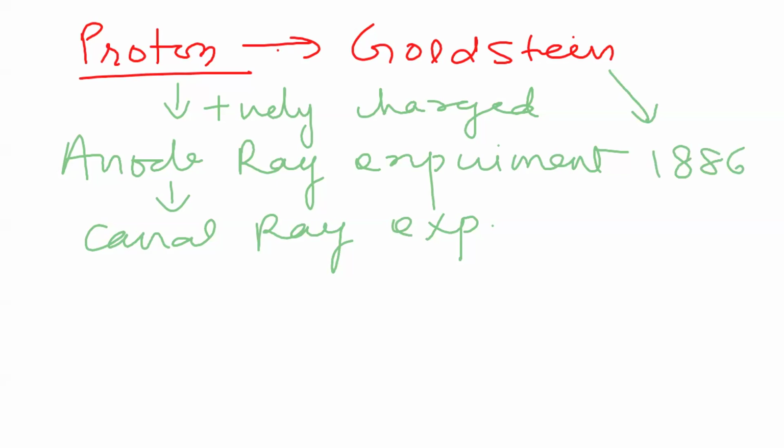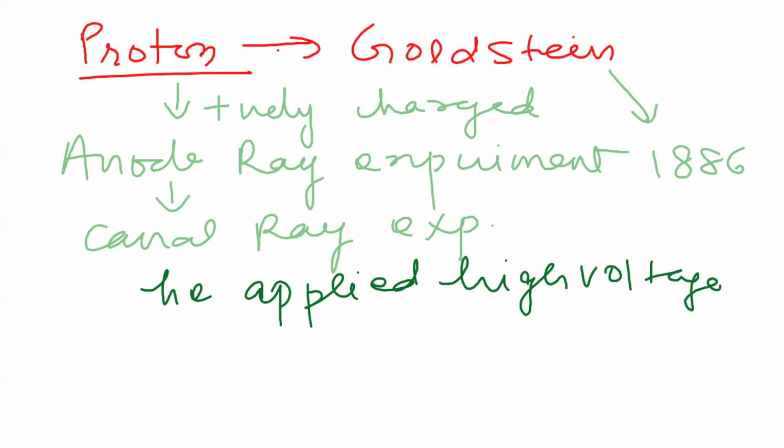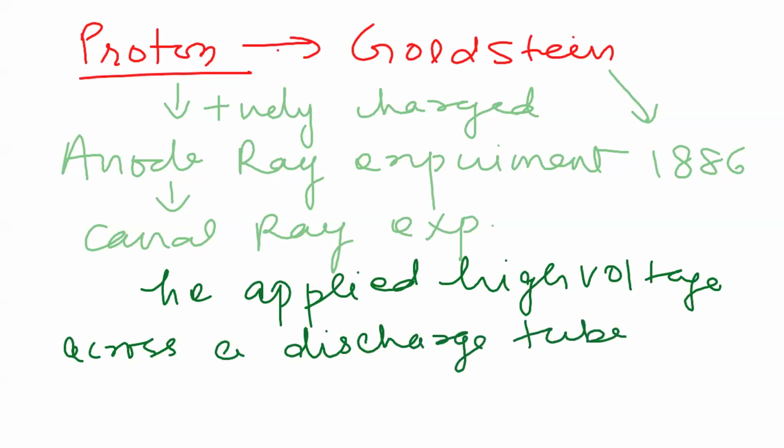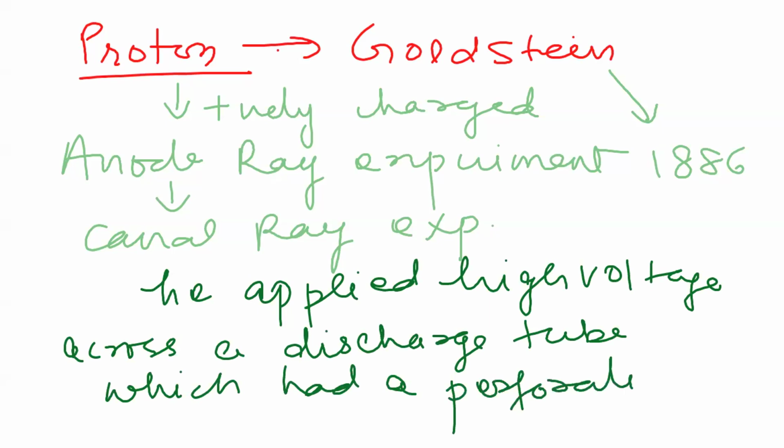Why? Because in this experiment, he applied high voltage across a discharge tube, which had a perforated cathode. Mind it, in the earlier one the anode was perforated, but in this, the cathode is perforated. Why was it perforated? It was perforated because we can very easily see the effect which could be passed on.